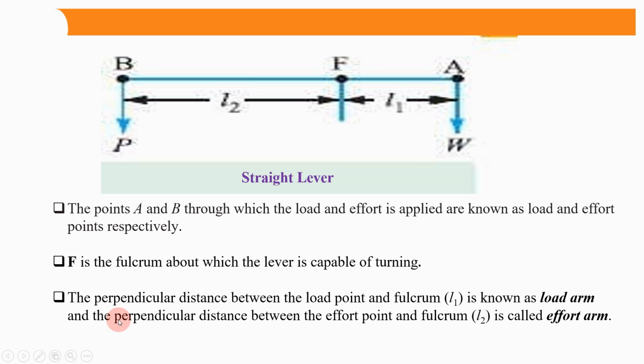Similarly, the perpendicular distance between the effort point and the fulcrum, L2, is called the effort arm. We know that B is your effort point and this is the fulcrum. So the perpendicular distance from the fulcrum to the effort point, denoted by L2, is called the effort arm. So L2 is your effort arm and L1 is your load arm. These are the distances. I think you are clear about the basic idea about levers.